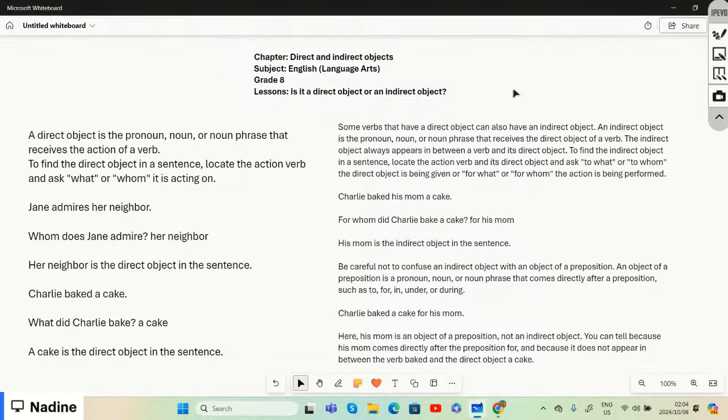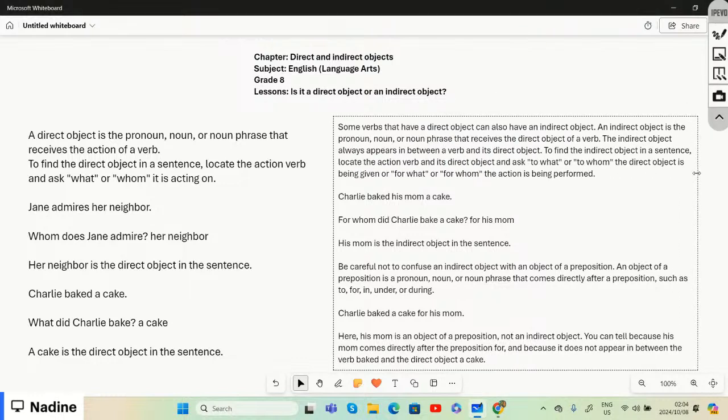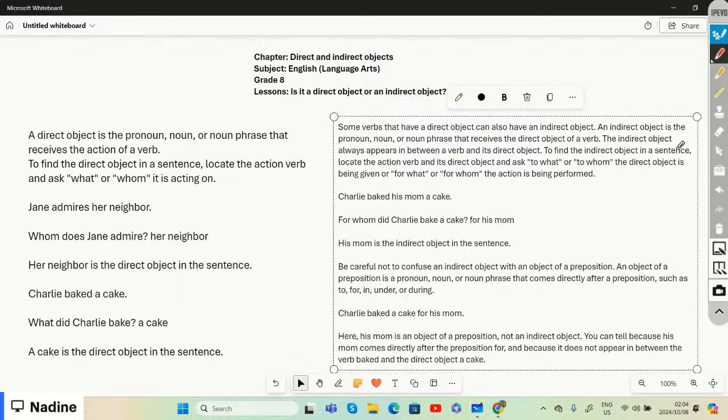All right. So when it comes to a direct object, a direct object is a pronoun. It can be a noun or a noun phrase that receives the action of the verb. It receives the action of a verb.